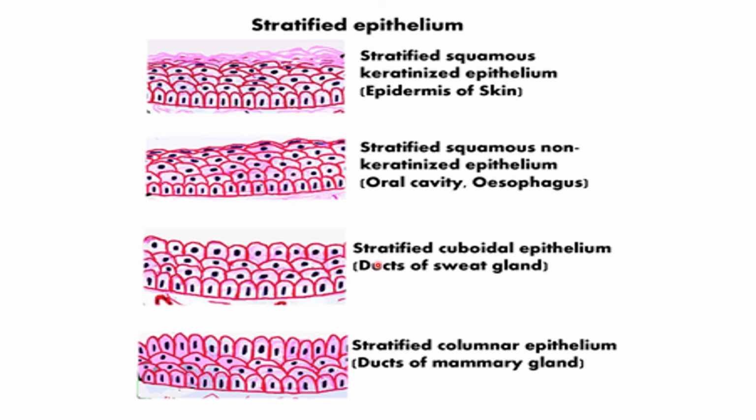Now let us see the images. This is the stratified squamous keratinized epithelium, which will be seen in the epidermis of skin. This is the stratified squamous non-keratinized epithelium, which is seen in the oral cavity and esophagus. This is the stratified cuboidal epithelium seen in the ducts of sweat glands. Then this is the stratified columnar epithelium, seen in ducts of a larger caliber, for example, in the ducts of mammary gland.